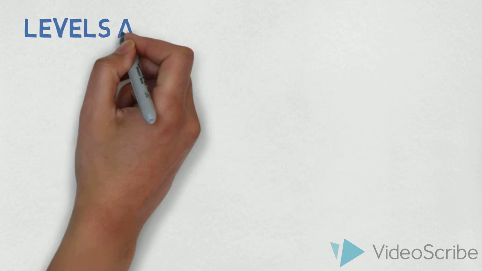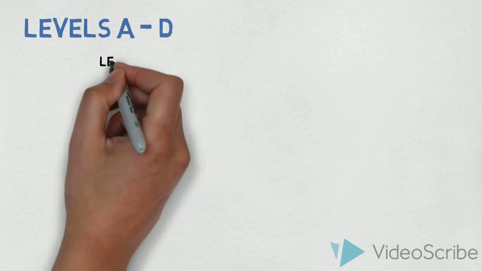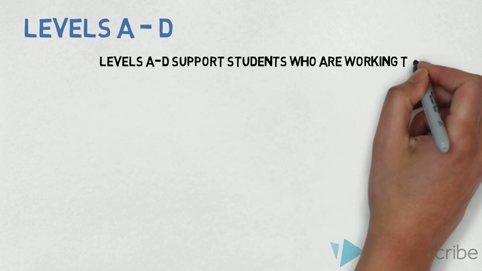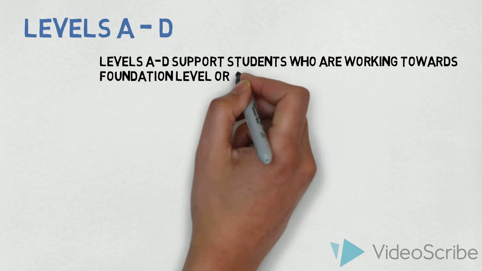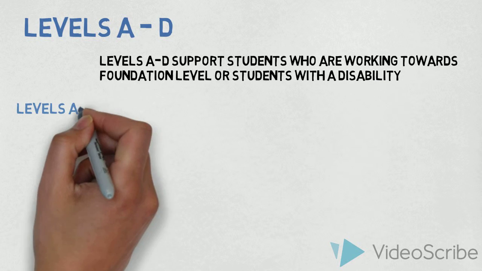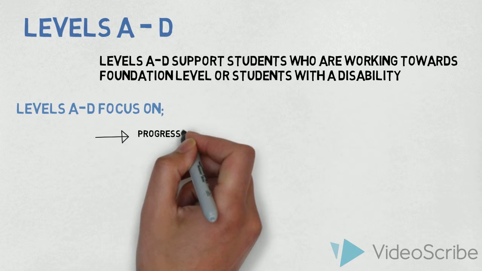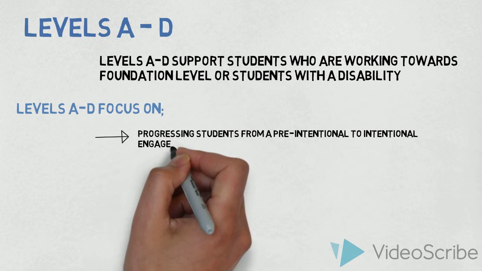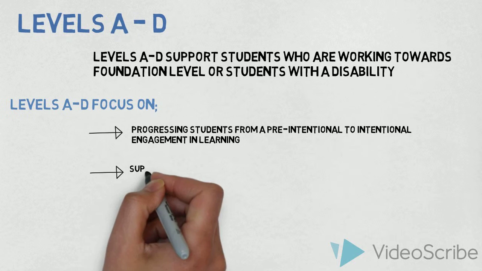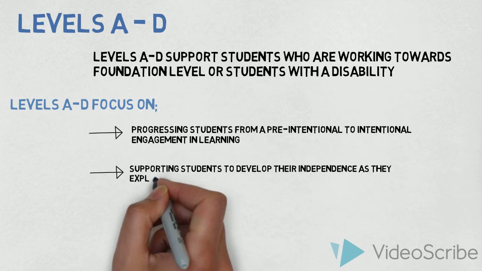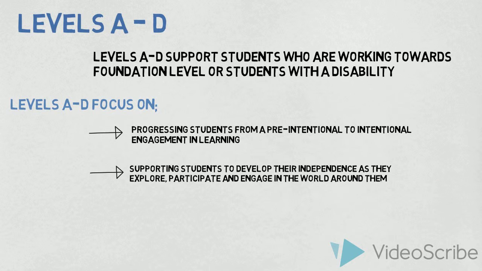The critical and creative thinking curriculum has levels A to D. Levels A to D support students who are working towards foundation level or students with a disability. Levels A to D focus on progressing students from a pre-intentional to intentional engagement in learning and supporting students to develop their independence as they explore, participate, and engage in the world around them.